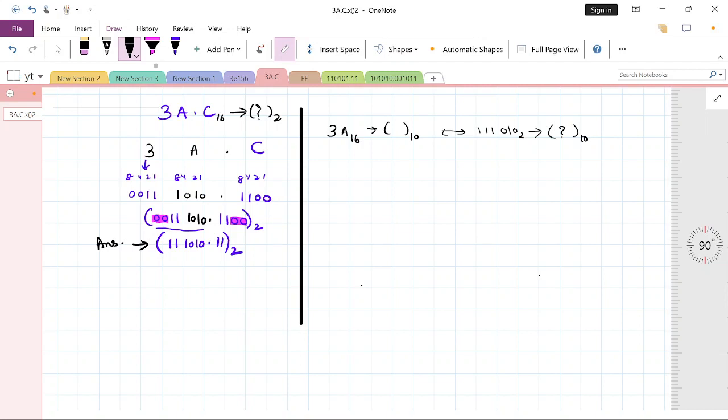So what it says is 3a. So 3 into 16 to the power of 1 plus a into 16 to the power of 2. A is 10. Sorry, I went wrong over here. Let me correct this. This is 16 to the power of 0.